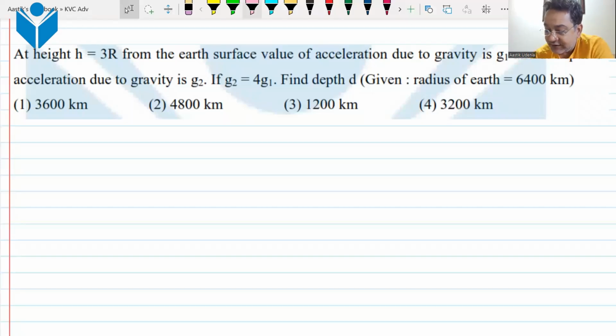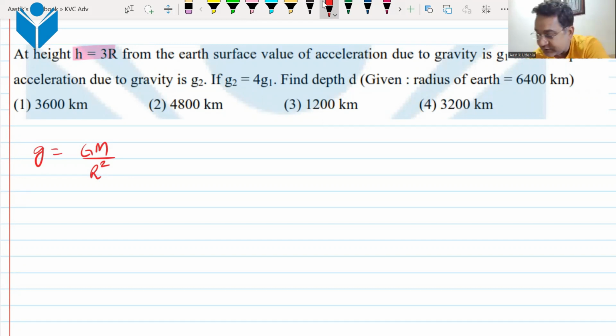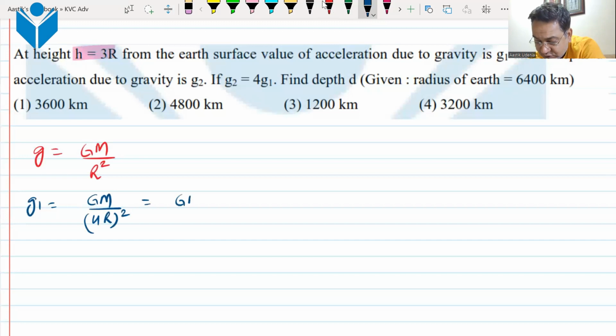So the first thing is at a height h is equal to 3R. Remember the value of g is always given by GM by capital R square, where R is the distance from the center of earth. Now the value of g1, let me use a different color pen. The value of g1 will be equal to GM divided by, it is at a height of 3R, so it will be 4R whole square, so that will be GM by 16R square. That is the value of g1.